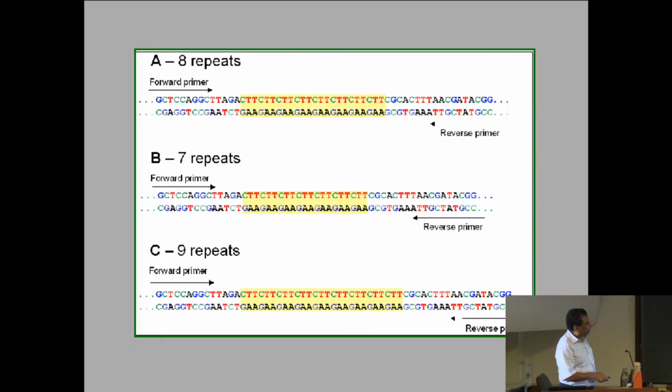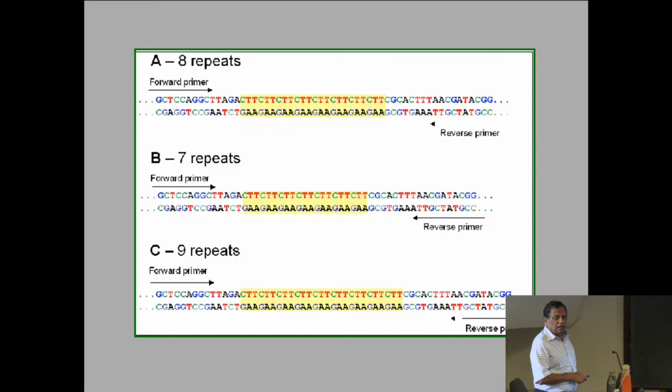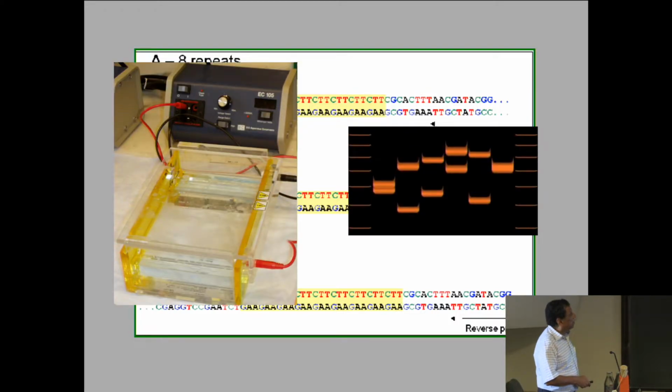From here you will get the longest allele, because it has 9 repeats, and here you will get the intermediate size allele, because it has 8 repeats, right? So if you run this in a very simple setup, this is what many of us used in simple experiments. This is agarose gel electrophoresis. You can separate the amplified DNA based on size, right?